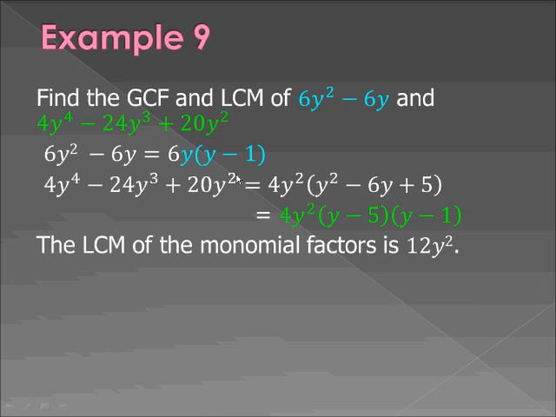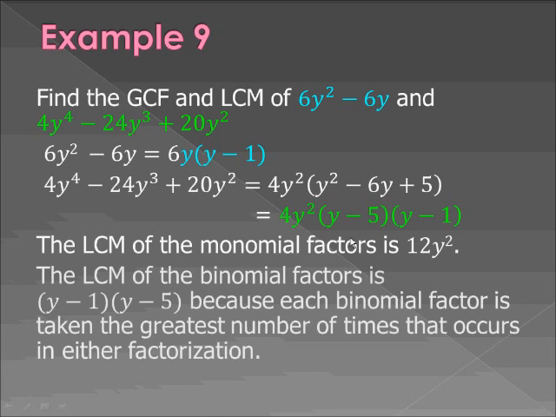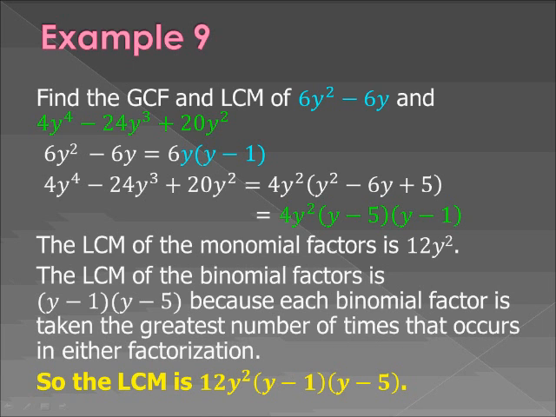For the binomials, you have to make sure every factor is included, just like you did when we did LCM of numbers. Here we have a y minus 1 in both of them, so we'll have one of those, but we'll also have to include this y minus 5 term. So the LCM of the binomials is y minus 1 times y minus 5, because you have to take the greatest number of times that occurs in either factorization. So the LCM is 12y squared times y minus 1 times y minus 5.